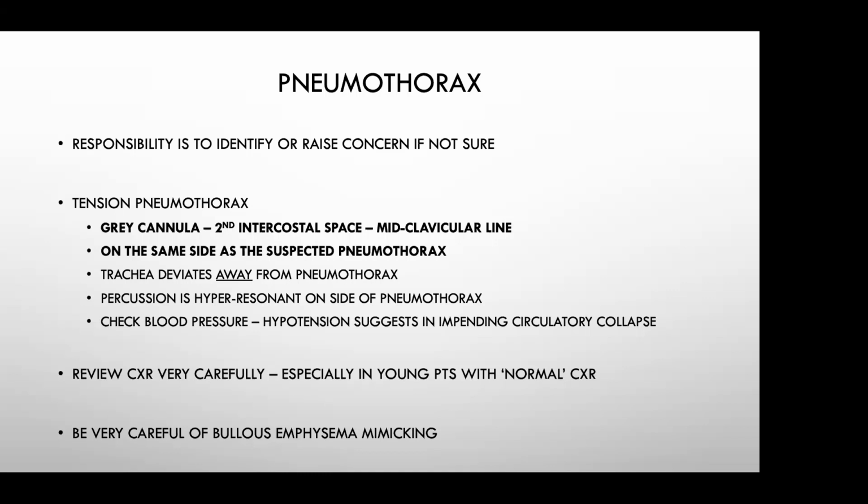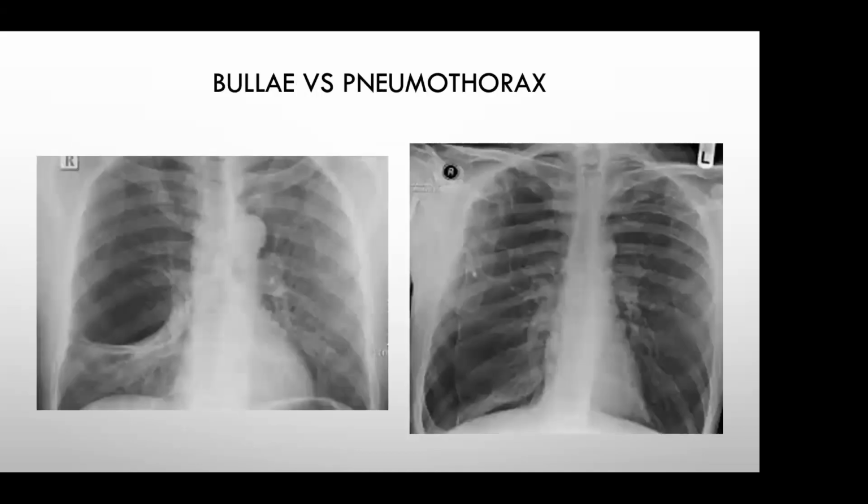This is another thing that I do: walk back into the office and have a look at the x-ray again to make sure I haven't missed a pneumothorax before I send patients home. Just make sure you've looked really carefully at things like the apices and the pleural borders, to make sure you can't see a rim that's in a pneumothorax. And be really careful of bullous emphysema.